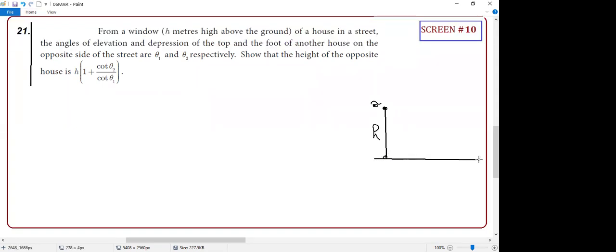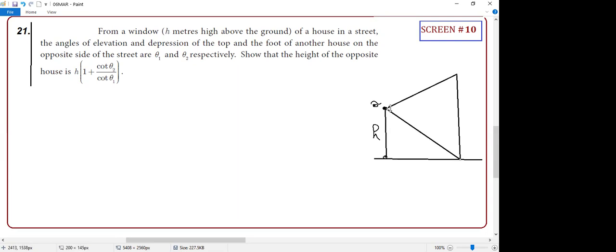This is the ground, right, students? And from this window, normally we see the opposite side. From the window you are seeing the opposite house, and the opposite side of the street, right? Opposite of the street means directly opposite. And the angle of elevation and depression: this observer from this window is seeing the top as well as the bottom.